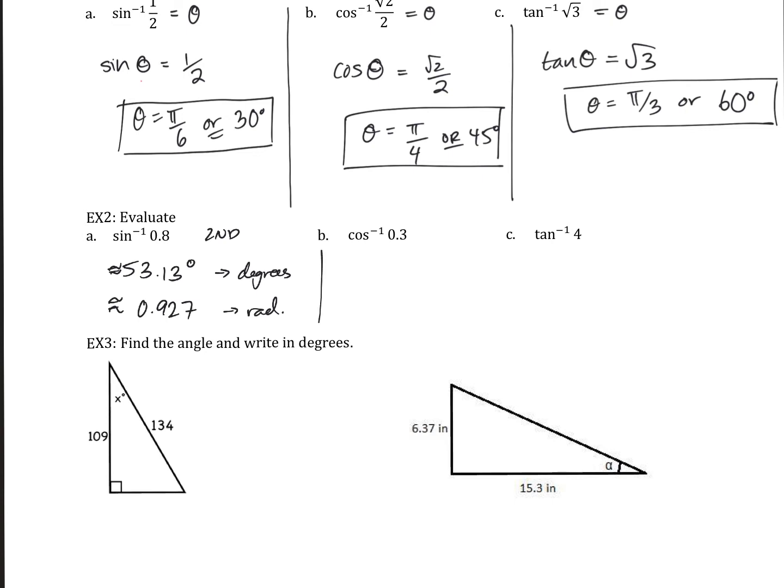Now the same thing's going to happen here. If I was to set this equal to theta, and then do cosine of theta equals 0.3, I would not know how to find that on the unit circle. So we're not going to use that method. Let's go ahead and use the calculator. And plugging that in, I'll get about 72.54 degrees, if I do degrees, and about 1.266 if I had my calculator set in radians.